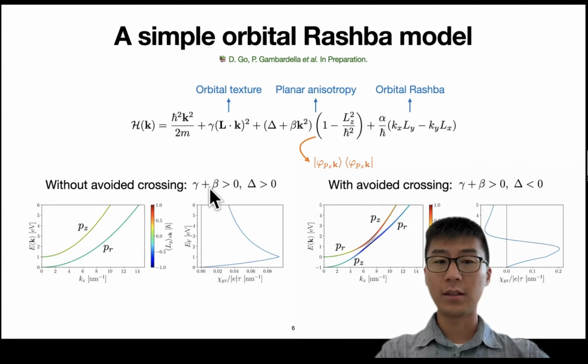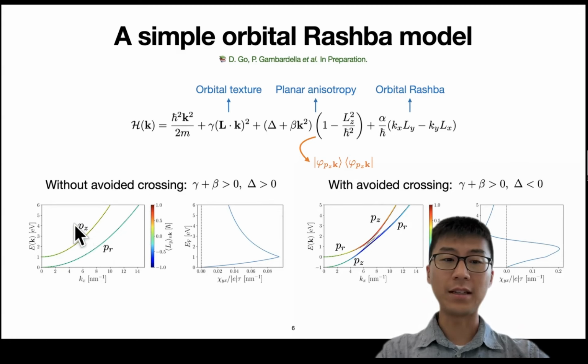For example, when this condition is satisfied, then the PZ orbital band and the P radial band will not cross each other, and then their angular momentum will have opposite signs. As you can see here, slightly positive for LZ, that's also a PZ band, and then slightly negative for the P radial derived band. And the Edelstein tensor as a function of Fermi energy shows the following trend. So it first increases, and then it starts to decrease.